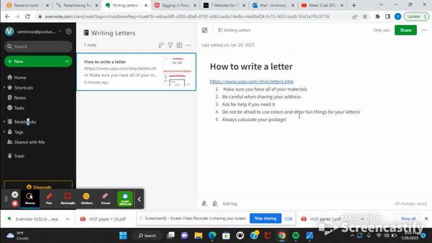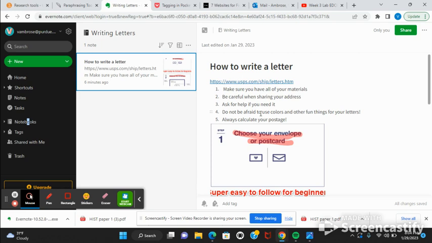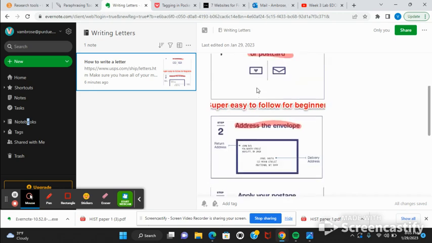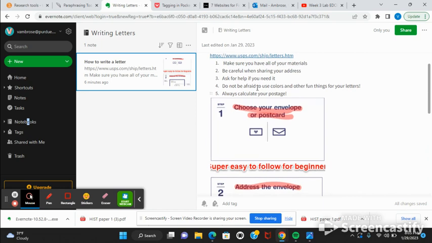All right. Again, I made some notes for myself. Make sure you have all of your materials. Be careful when sharing your address, which kind of goes back to the other notebook. Make sure that you're finding the right people. You don't want to be in a situation where it could be potentially dangerous. Ask for help if you need it, especially if you're a kid. If you don't really know how to write a letter, always ask for help. Don't be afraid to use colors and other fun things for your letters.